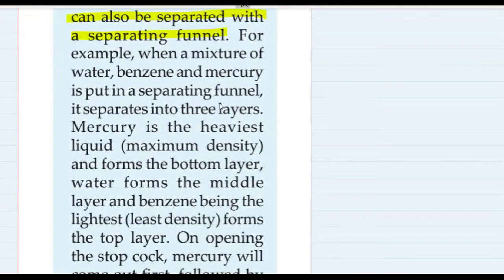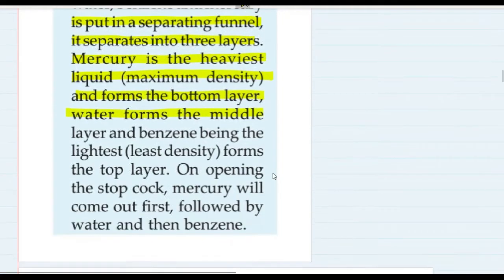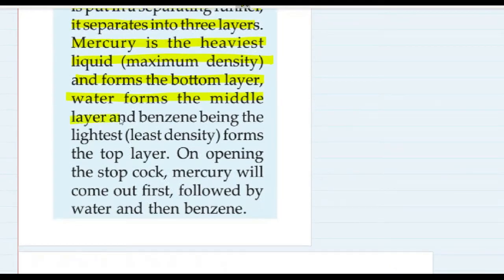For example, when a mixture of water, benzene and mercury is put in a separating funnel, it separates into three layers. Mercury is the heaviest out of them, so it settles down. The bottom layer is of mercury. Water forms the middle layer, and benzene, being the lightest, with the least density, forms the top layer.